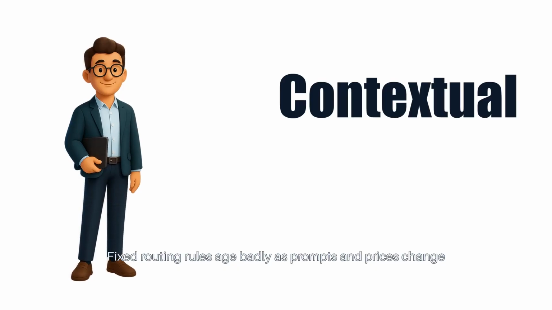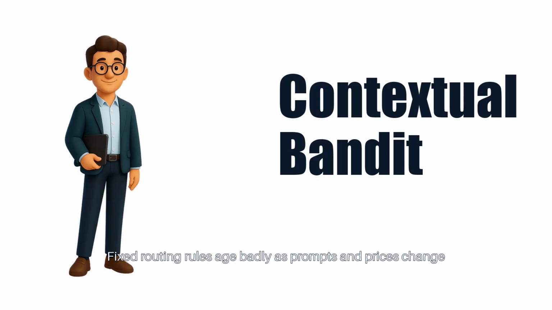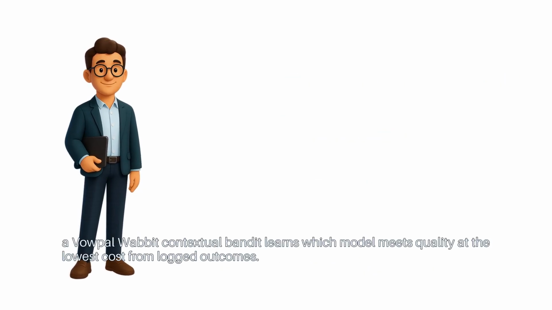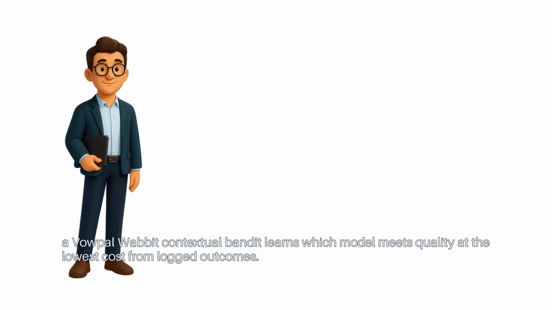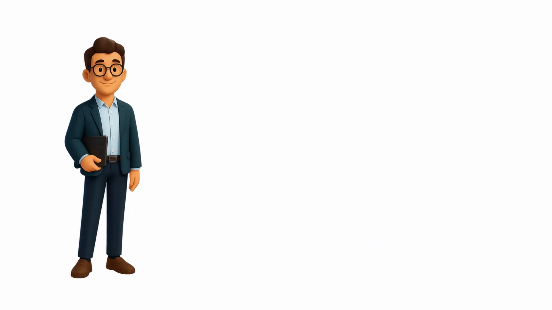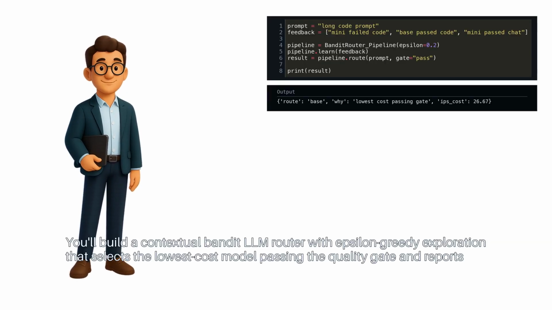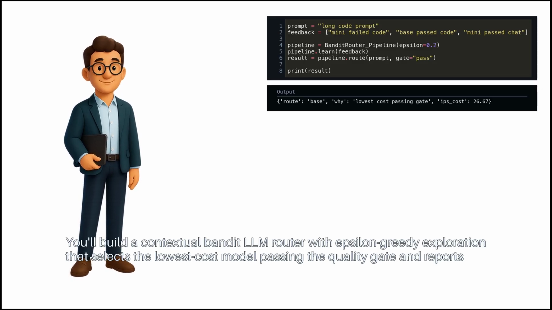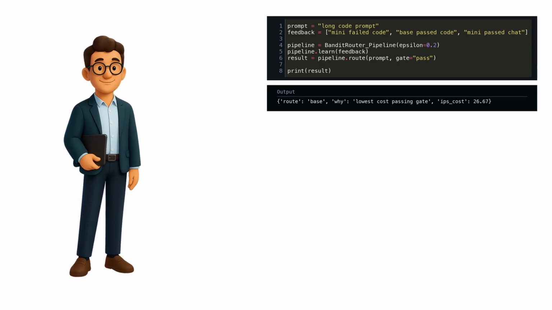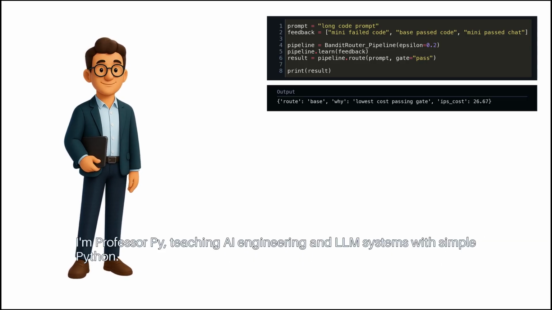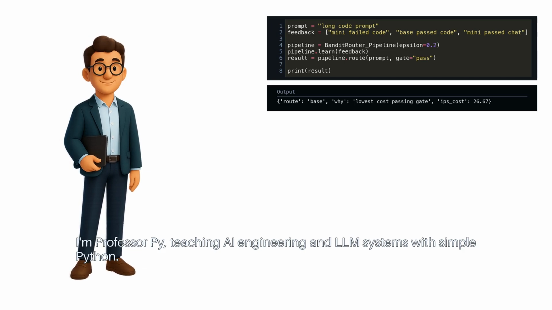Fixed routing rules age badly as prompts and prices change. A Vowpal Wabbit Contextual Bandit learns which model meets quality at the lowest cost from logged outcomes. You'll build a Contextual Bandit LLM router with epsilon-greedy exploration that selects the lowest cost model passing the quality gate and reports IPS-adjusted cost. I'm Professor Pi, teaching AI engineering and LLM systems with simple Python.